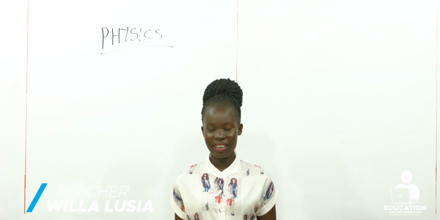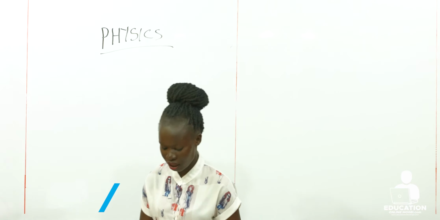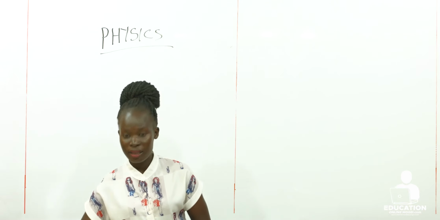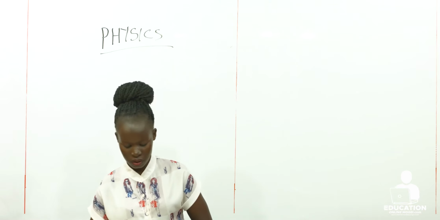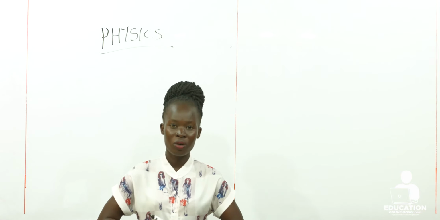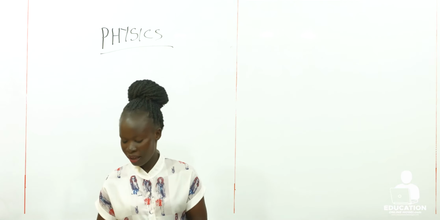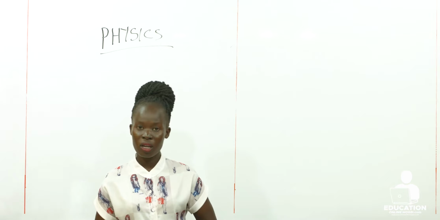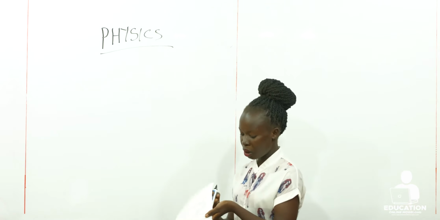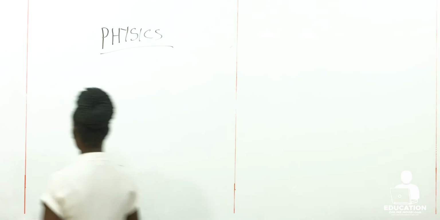I'm teacher Willa Lucia. So in our previous lesson, we looked at calculations on projectiles. So we had an incomplete work for the last example, and it's what we shall continue with today. And after that, we shall look at some other interesting kind of motion, which is known as the circular motion. But let's first continue with our example from the previous lesson, which was talking about a bomb.